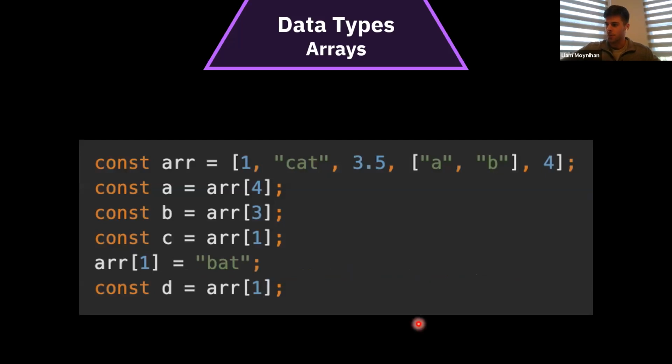All right, here's another question for you guys. Can you tell me what A, B, C, and D are equal to? Also take note of the assignment syntax here. We're just saying the first index is going to be equal to bat. I'll give you guys a minute. Again, I can't see the chat, so can someone let me know? Or you can even say your answers if you want to unmute yourself.